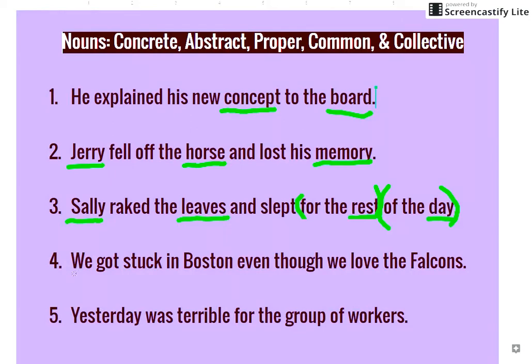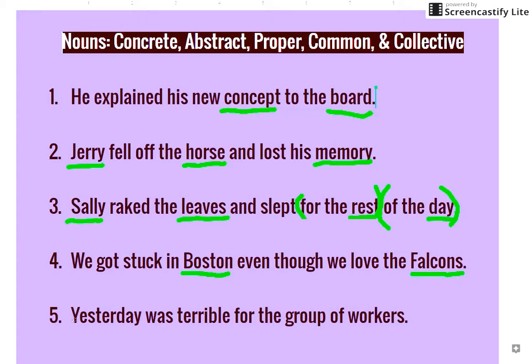We, that is a person or persons, but it's a pronoun, so we're going to ignore that for this exercise. We got stuck in Boston. Well, that's a place, so that's a noun. Even though we love the Falcons, okay? That's something that we love. It's a group of people. We is a pronoun, so we're not going to do that. Love can be a noun at times, but in this case, it's a verb.